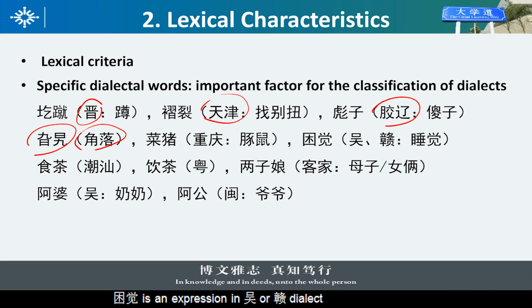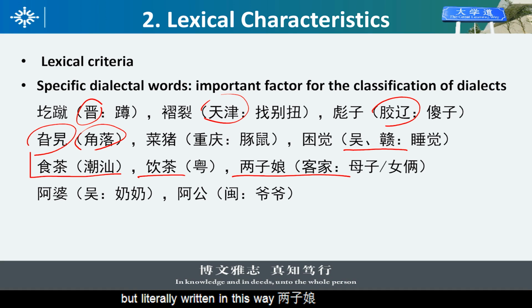困觉 is the expression of Wu or Gan dialect. 时茶 is the expression of Chaoshan or Hokkien dialect. In Cantonese, it says 饮茶. And 梁子娘, I don't know how to pronounce that in Hakka, but it is literally written this way, 梁子娘. And 阿婆, 阿公 are used respectively in Wu and Min 方言. Okay, here are some examples. You can find more if you have your own dialect.